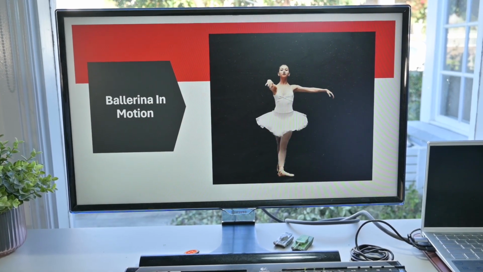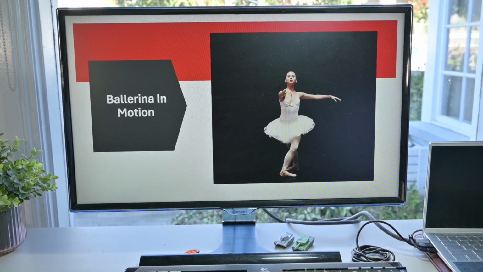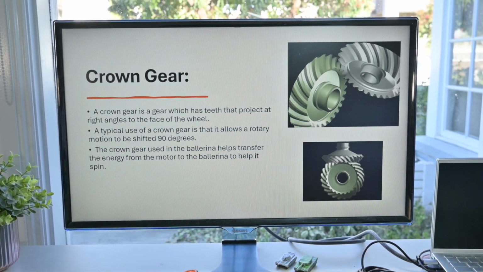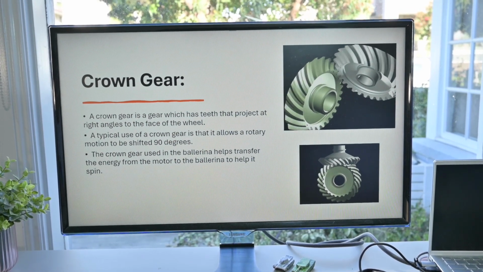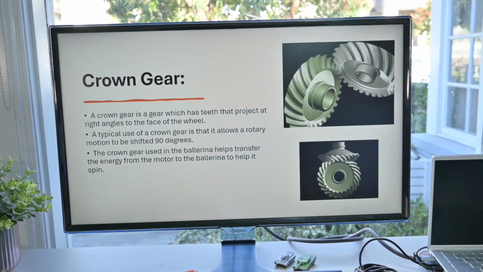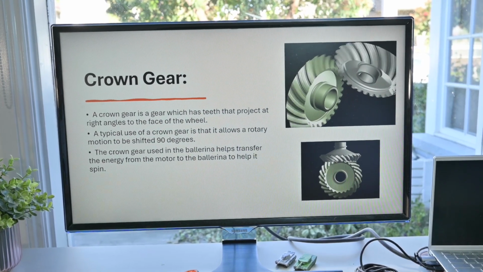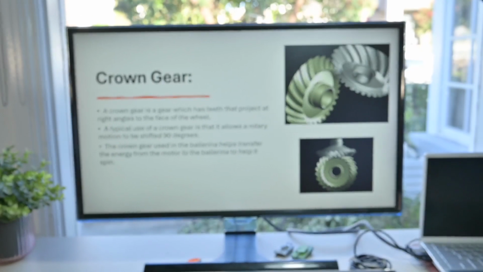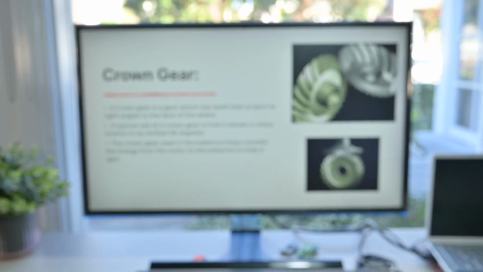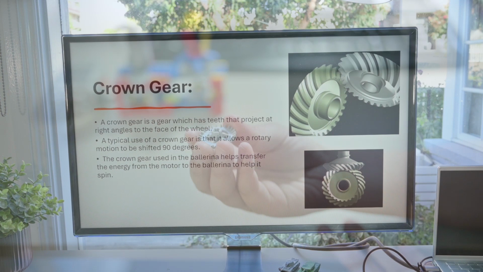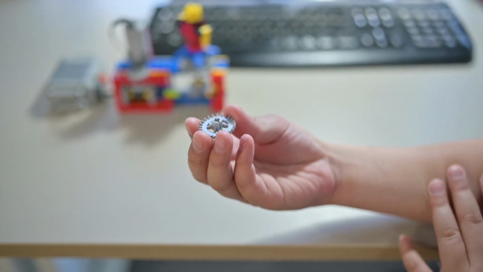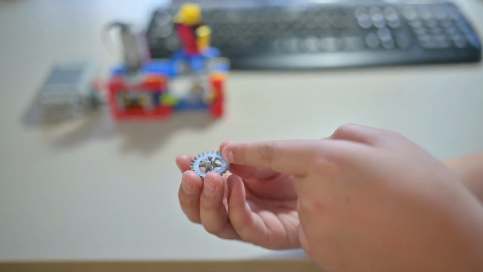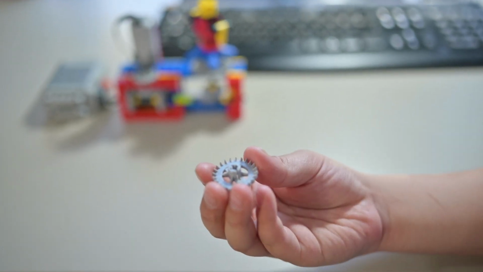So the theory behind this model is crown gear. A crown gear is a gear which has teeth that project at right angles to face the wheel. A typical use of a crown gear is that it allows a rotary motion to be shifted 90 degrees, just as this picture shows. So this is an example of a crown gear. As you can see, the crown gear has its teeth pointed at a 90-degree angle.